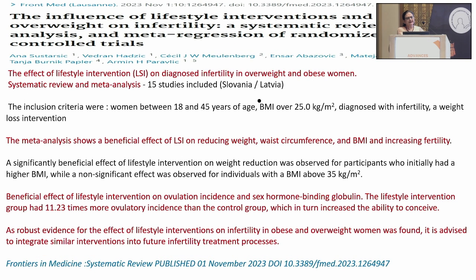Now this is again a lifestyle intervention study. This was an Eastern European group, Slovenia and Latvia. They did a systematic review and meta-analysis, and they showed a beneficial effect of lifestyle interventions on reducing weight, waist circumference and BMI, and on increasing the fertility aspect. So a beneficial effect of lifestyle intervention on ovulation incidence and sex hormone binding globulin was seen. The lifestyle intervention group had 11.23 times more ovulatory incidence than the control group, which in turn increases the ability to conceive. So they said it should be incorporated in your infertility management.